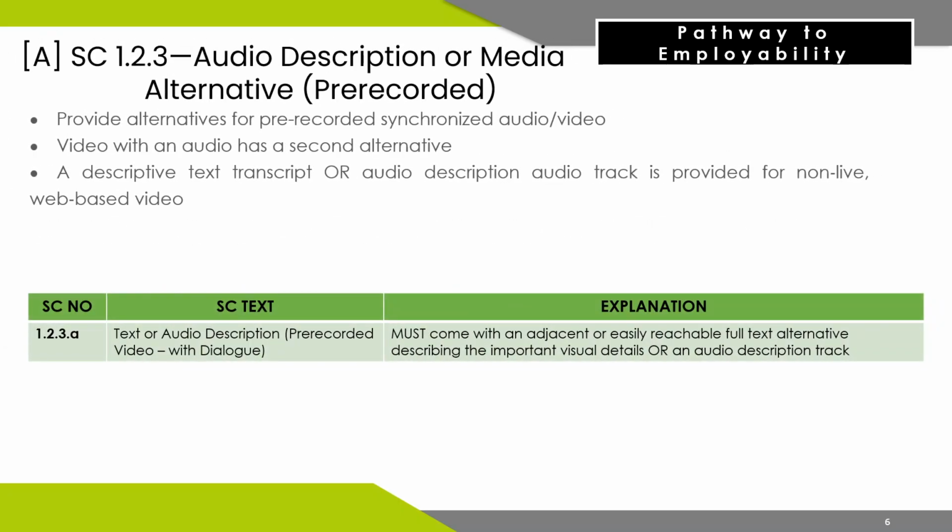The requirements for success criterion 1.2.3 Audio description or media alternative, pre-recorded, are: 1.2.3.a Text or audio description, pre-recorded video with dialogue. Pre-recorded video files containing essential information that is only conveyed visually must come with an adjacent or easily reachable full text alternative describing the important visual details or an audio description track.